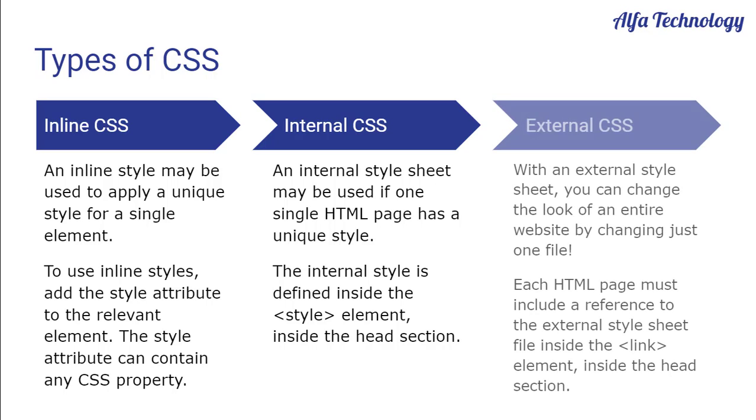The last type of CSS is external CSS. With an external style sheet, you can change the look of an entire website by changing just one file. Each HTML page must include a reference. It means you have to link the CSS file with your HTML, to the external style sheet file, inside the link element or link tag inside the head section.